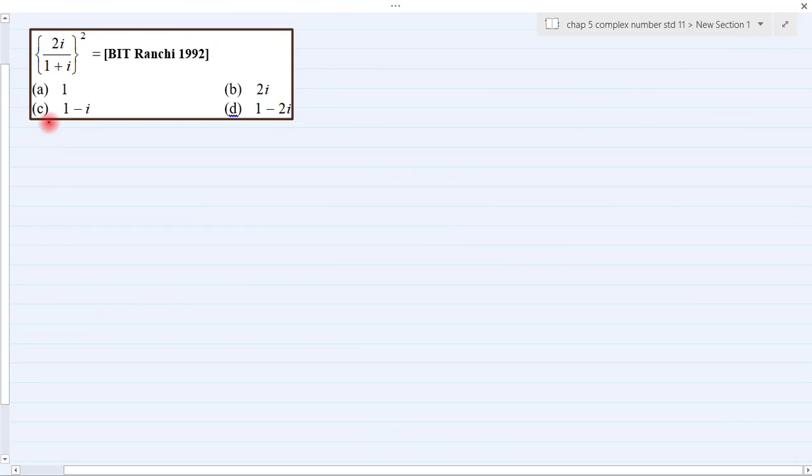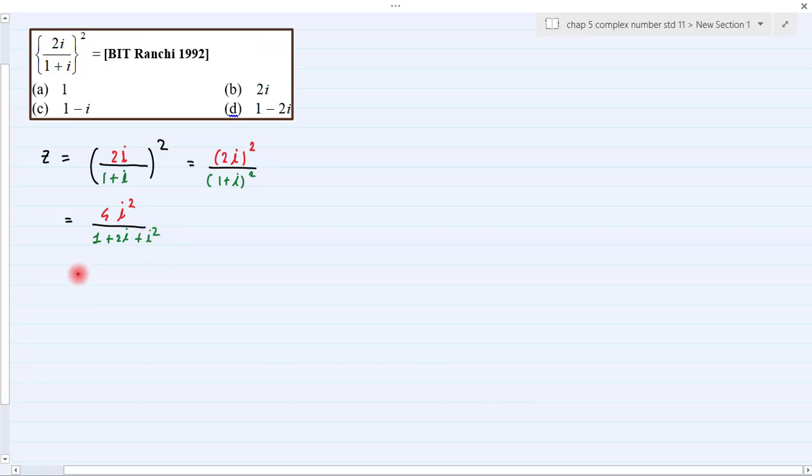In this question, we have to get 2i upon (1+i) the whole square. To simplify this, let's expand. In the numerator, we will get 2i square, or we can say 4i square, and in the denominator, we will get (1+i) the whole square, which will give us 1 plus 2i plus i square. So, in the numerator, we will get minus 4, and in the denominator, this i square will become minus 1. So, this 1 and minus 1 will cancel out, and the remaining term will be 2i.